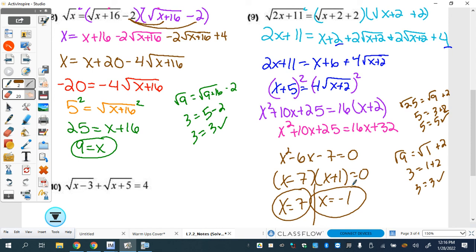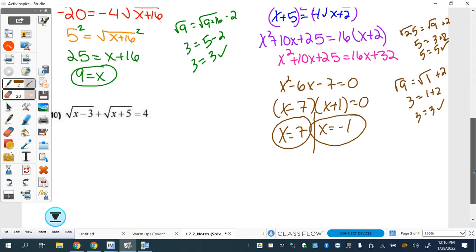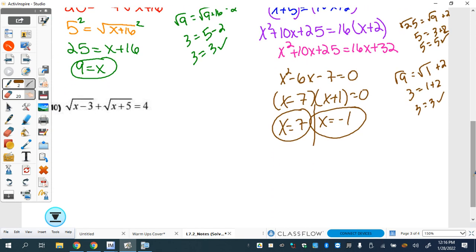All right, one more. Number 10, you want to get one of those radicals over to the other side of the equal sign. So I'm going to subtract my radical x plus 5. And then I'm going to give you a few minutes. I want you to try solving that one on your own. So start with squaring both sides.